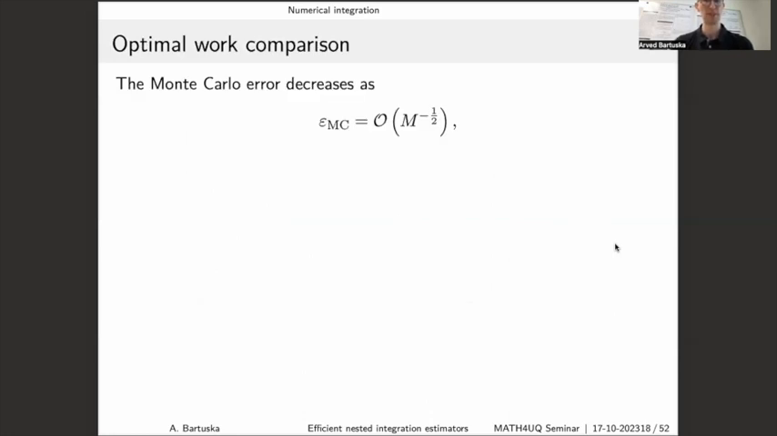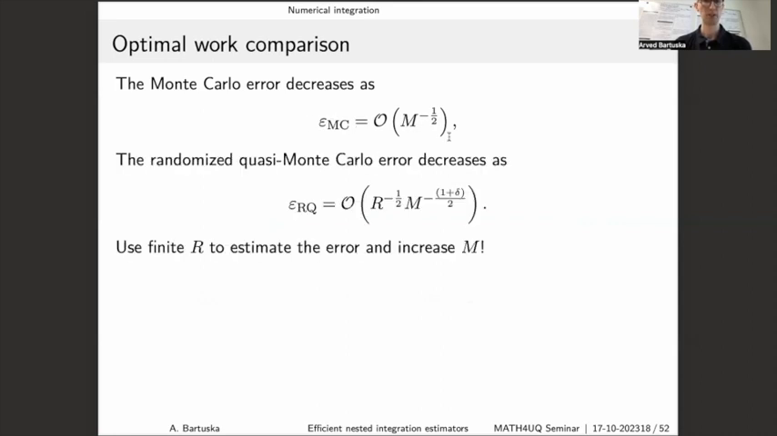And as already mentioned, the Monte Carlo error is M to the minus 1/2. The randomized quasi-Monte Carlo error is R to the minus 1/2, where R is the number of randomizations, and M to the minus (1 plus delta)/2, because in the error, as you remember, we have the square root of the variance. So from this we can see it makes no sense to increase R. Since delta is between 0 and 1, it's always better to increase M, since we get a better error convergence, and the cost is the same whether we increase the number of randomizations or the number of points.